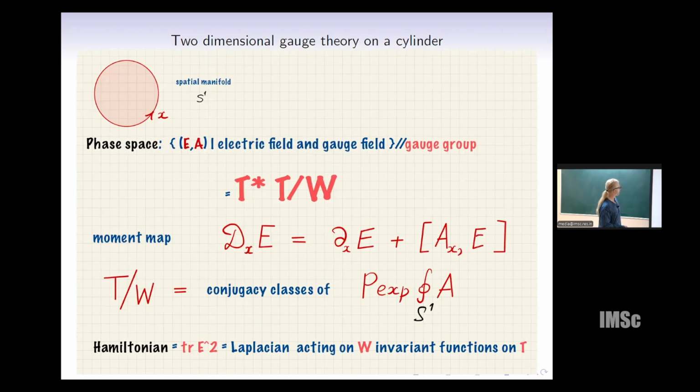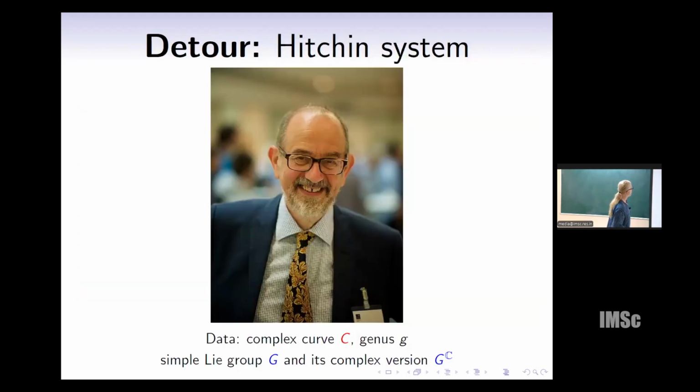And so this is how it's done in more detail. There is a moment map for the gauge group action, also known as the Gauss law. Setting it to 0, we conclude that the electric field is covariantly constant. So up to some gauge transformation, it is actually constant along space. And the maximal torus comes from the eigenvalues, the conjugacy class of the holonomy of the gauge field around the space circle. And so that's how you arrive at this conclusion.